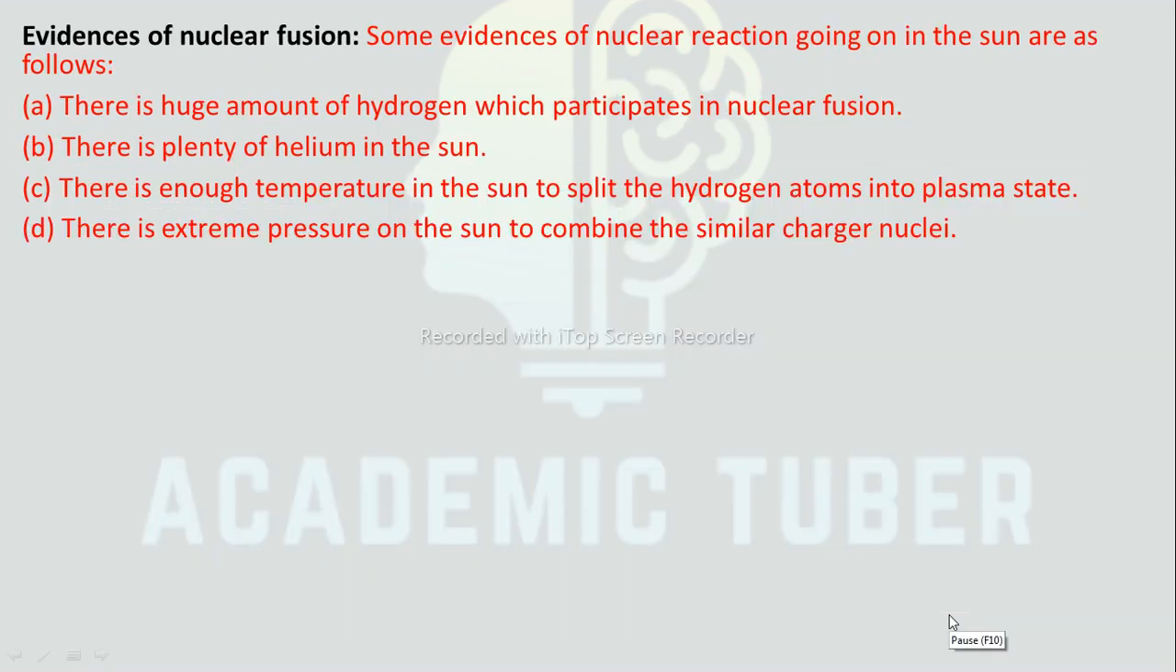Here are some of the evidences of nuclear fusion reaction that take place on the sun. There is a huge amount of hydrogen which participates in nuclear fusion. There is plenty of helium in sun. There is enough temperature in the sun to split the hydrogen atom into plasma state. There is extreme pressure on the sun to combine the similarly charged nuclei.